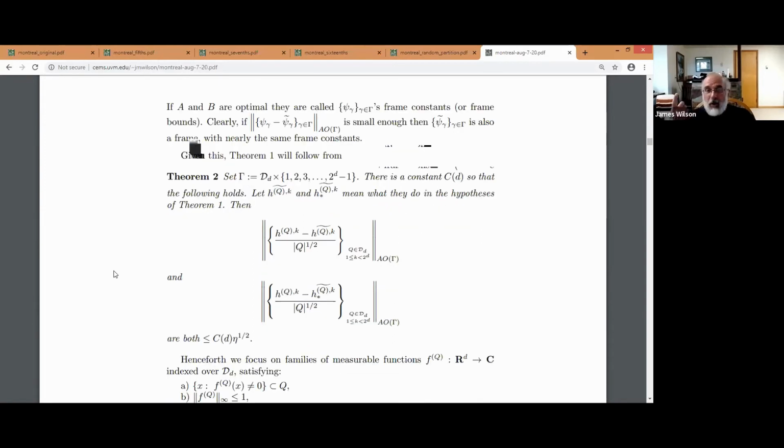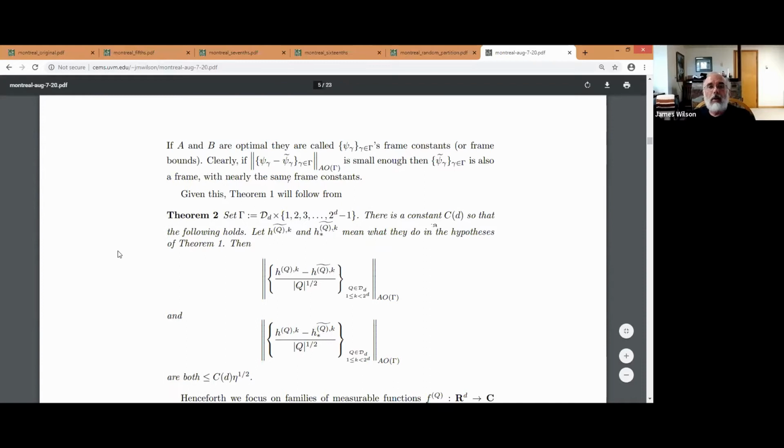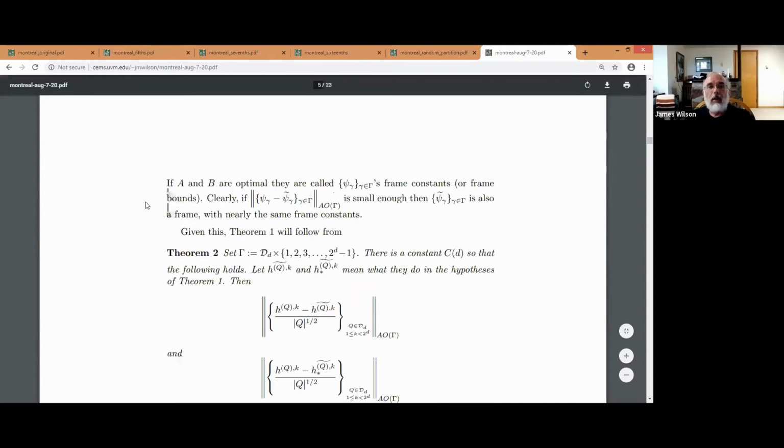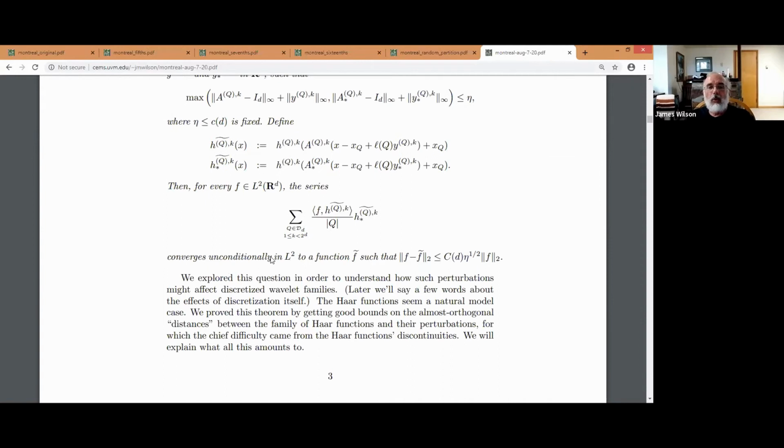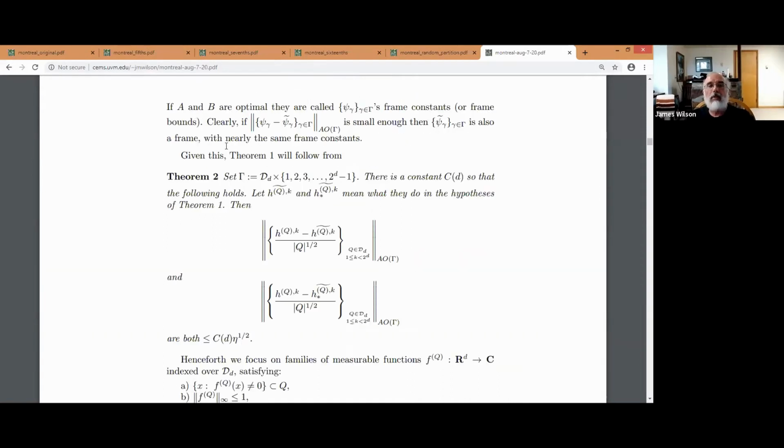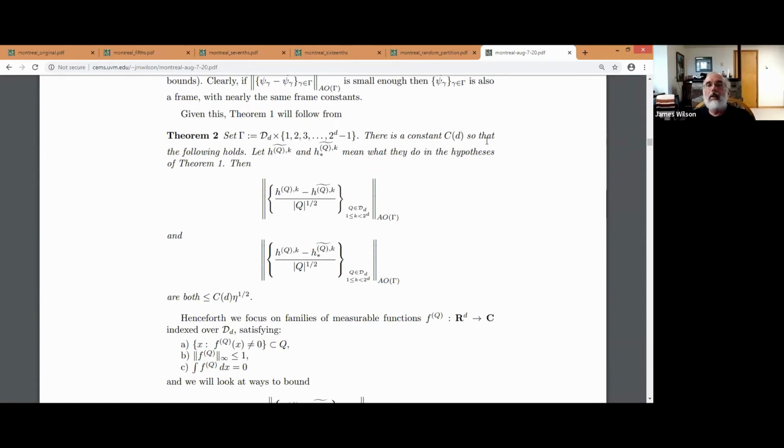Okay, so now given this, theorem 1, the one that was back here about the stability of these almost orthogonal systems, will hold if you could prove the following. Suppose you define our big set gamma to be this, and then if you have this and this, meaning what they did in theorem 1, then this difference and this difference are both almost orthogonal and very small, and that would then imply theorem 1. Basically, you want to show that if you perturb these things, the almost orthogonal size of the difference is small.